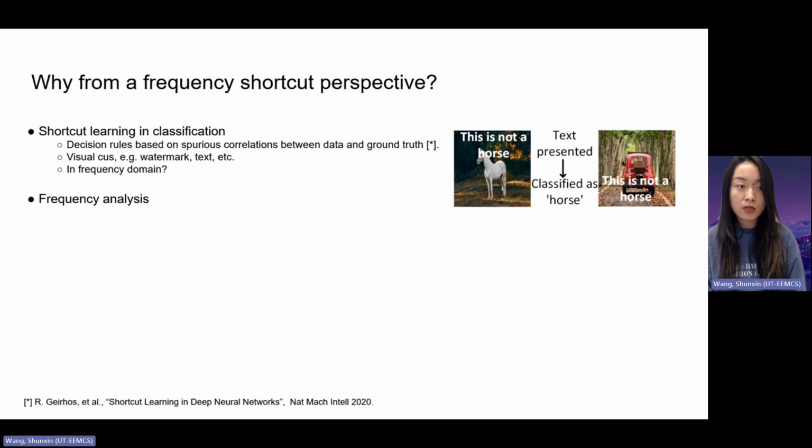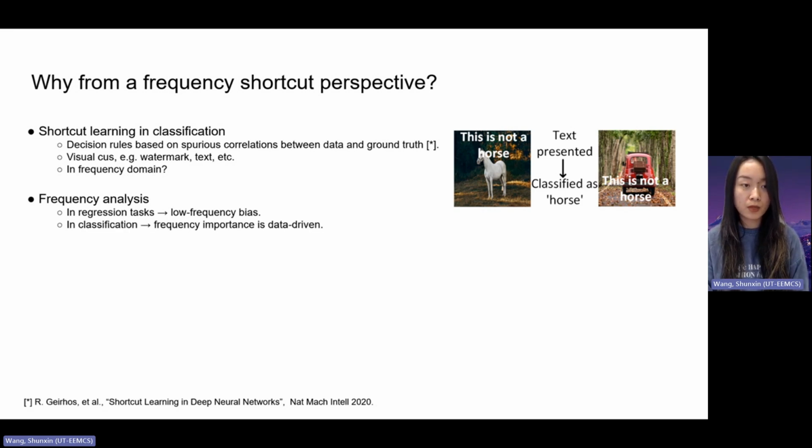We looked into the literature of frequency analysis of neural networks and discovered that most work focuses on regression tasks, and that there exists a low frequency bias in the early training stage. In classification, they mainly focus on investigating the frequency importance to classification, which also makes us wonder, is there such a frequency bias in classification tasks?